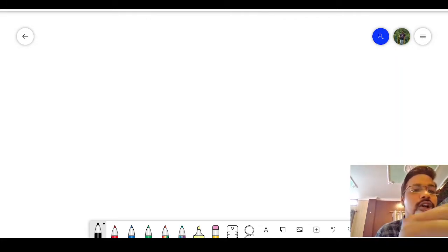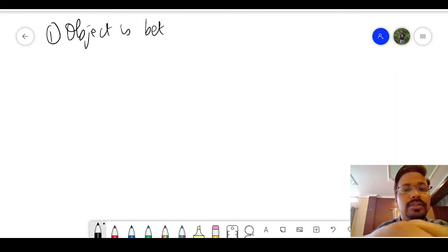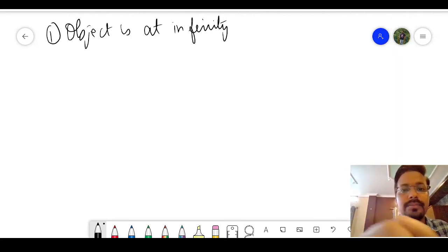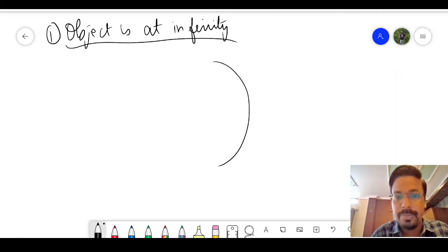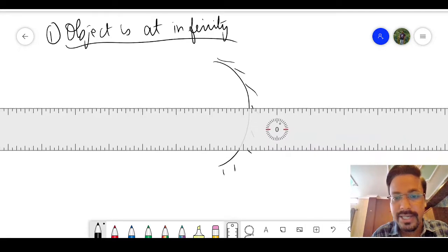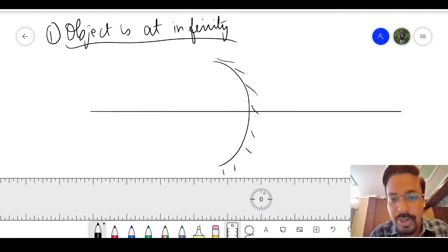Okay, so first of all, the first condition is when the object is at infinity. When the object is placed at infinity, what happens? So let's draw a diagram. This is our mirror. We have our painted side. What you will do is take a scale and draw a line that passes through the mirror. So this point becomes the pole.